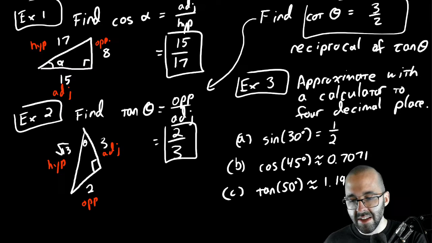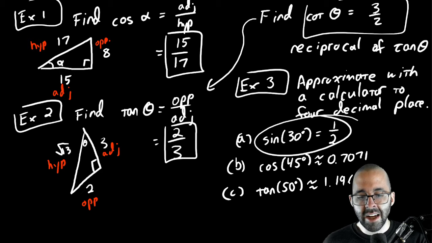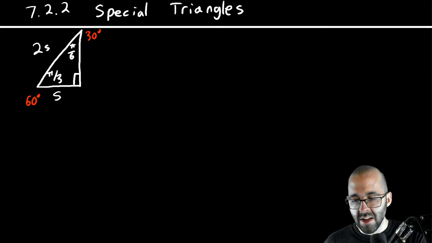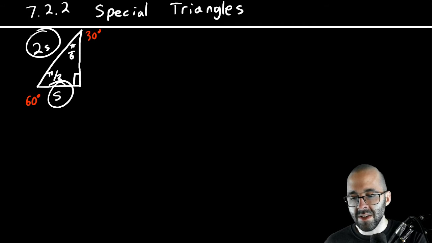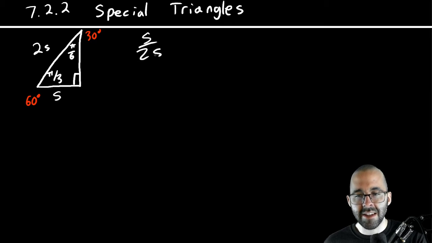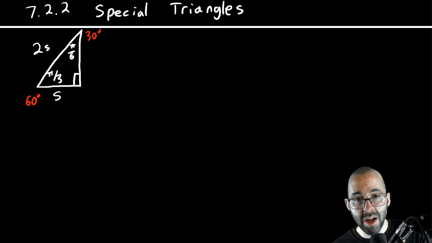And we saw exactly that over here. We said sine of 30 degrees was 1/2. The ratio for the opposite and the hypotenuse for that angle is 1/2. The ratio for 30 degrees between the opposite and the hypotenuse is 1/2, because S over 2S, it doesn't matter what S is, is always 1/2. So we saw that special triangle pop up in a previous video.